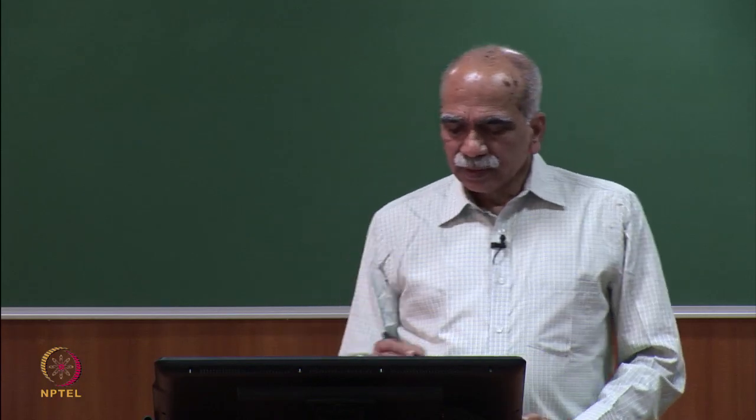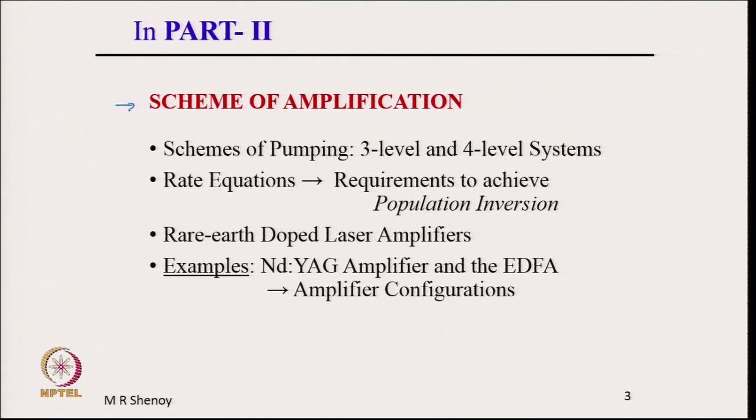So, in this part, that is the scheme of amplification, we will first see the scheme of pumping, possible schemes of pumping in 3 level and 4 level atomic systems. We will see what these 3 level and 4 level systems are, and then we will write down the rate equations which describe the rate of change of population of the levels, and they will give us the requirements to achieve population inversion, the conditions or the requirements of the atomic system which can lead to population inversion.